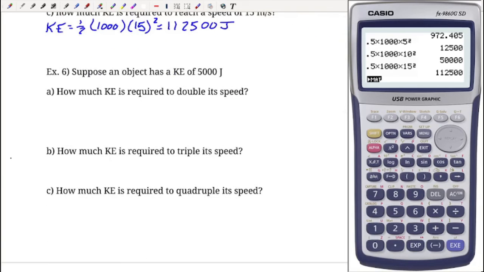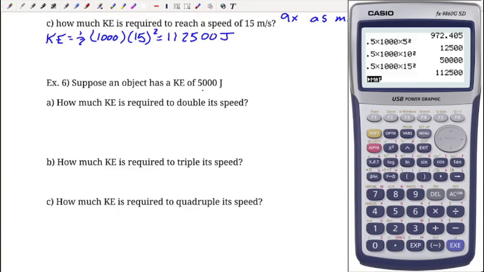So using that, it says suppose an object has a kinetic energy of 5,000 joules, so this is the original kinetic energy. How much kinetic energy is required to double its speed? So double means times 2, twice the speed, but because we're squaring that, it's going to take 4 times the energy, which is going to be then 4 times 5,000 is 20,000 joules of energy.